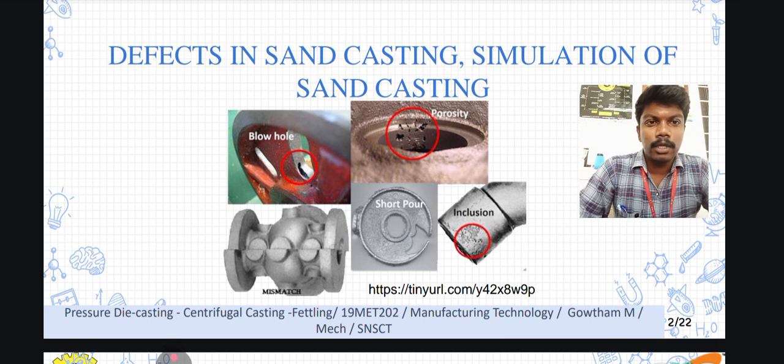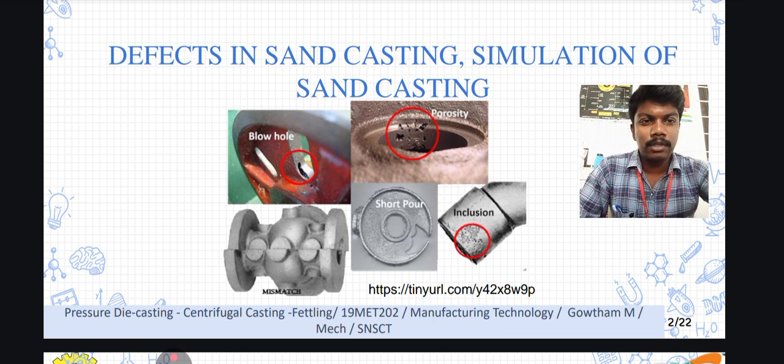Today let's get into the topic of the defects of sand casting and the simulation of sand casting. Here some pictures are shown as examples of the defects. The first one is blowhole, second is porosity, then inclusion, then short pour and mismatch. We will see the defects one by one.